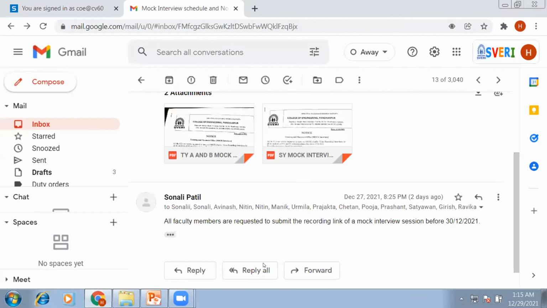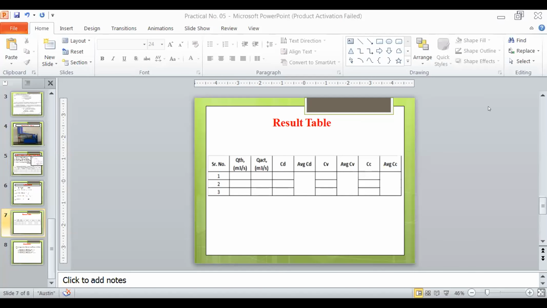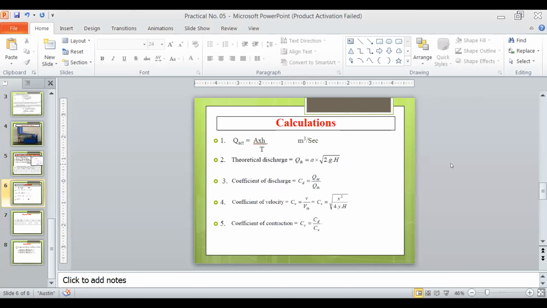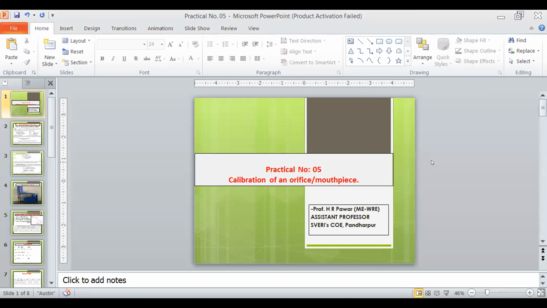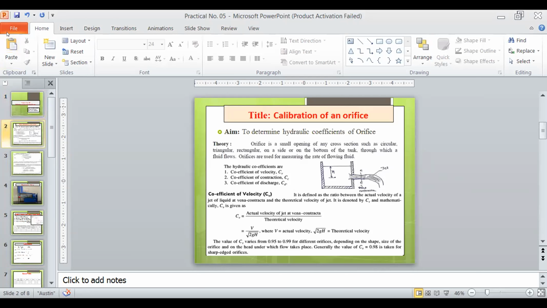Okay, now time is over. Now let us stop here. I think no one is having any problem regarding this practical. If anyone still has any kind of problem regarding this particular practical number 5, calibration of orifice, you can contact me, so I will clear your doubt. Okay, so thank you for your participation in this practical. So let us stop here. Thank you all.